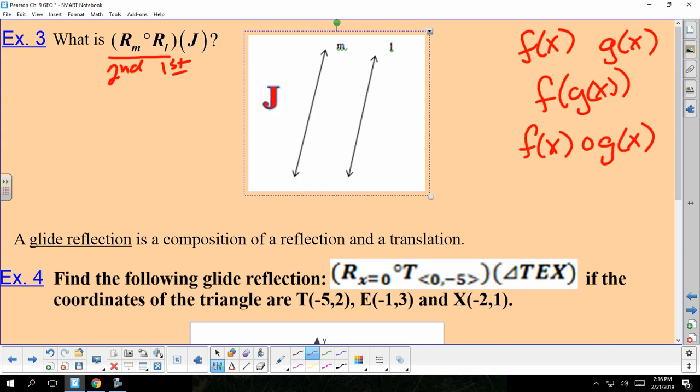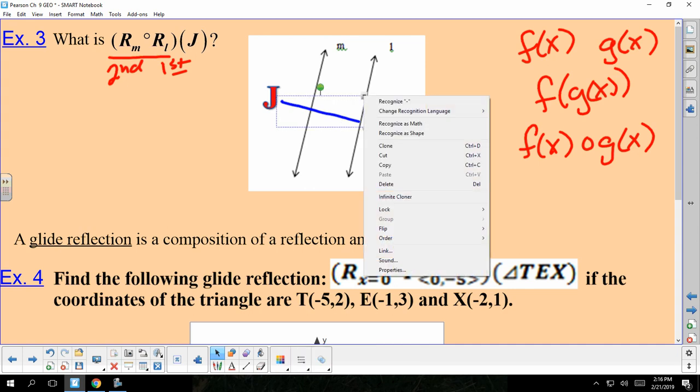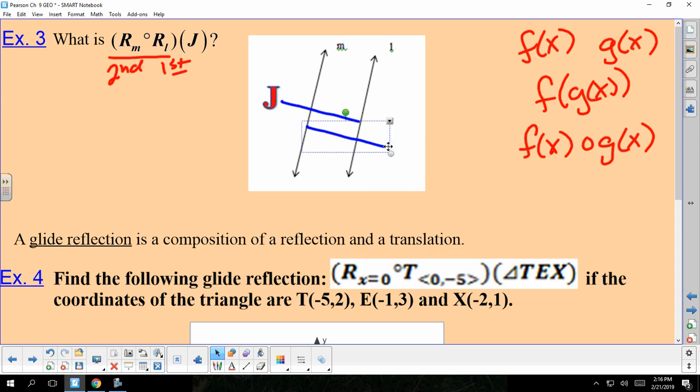Okay? So first thing I want to do, reflect across L. So J to L, right there. And then I want to go the same distance from the line in the opposite direction. So J will look like this, pointing in the other direction.